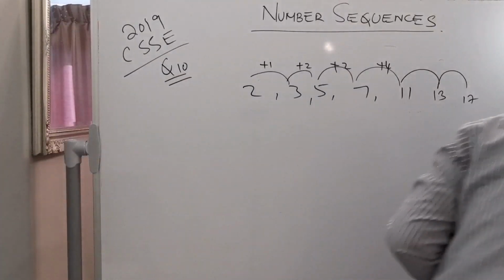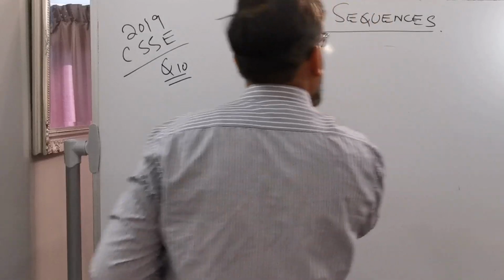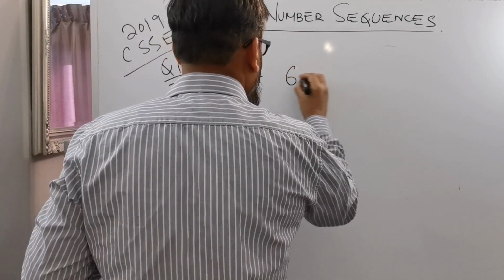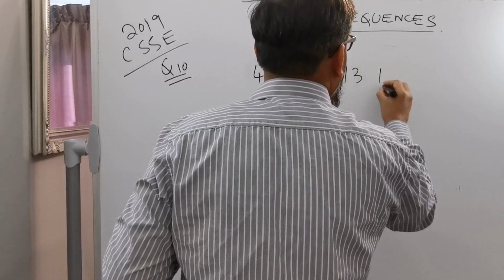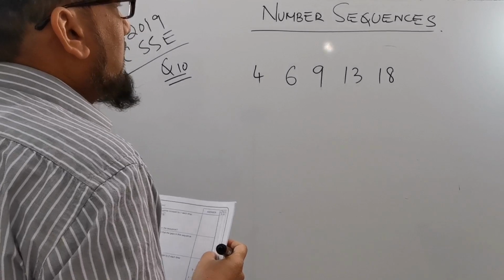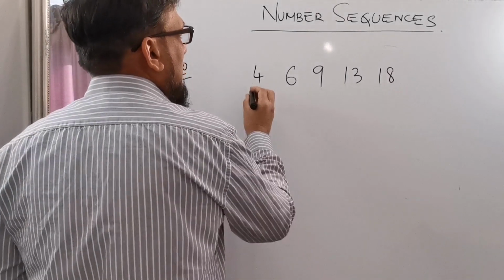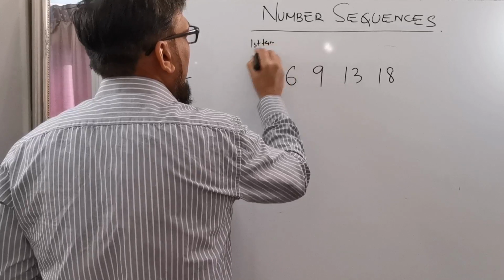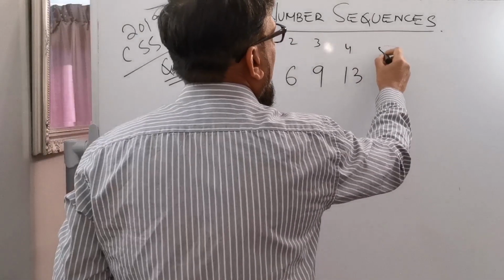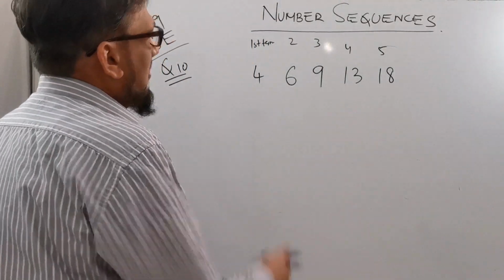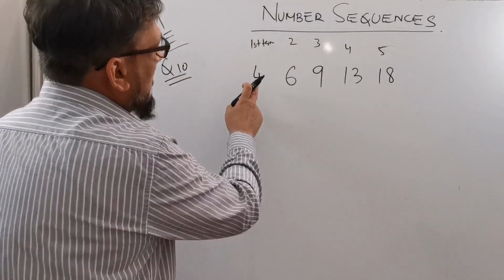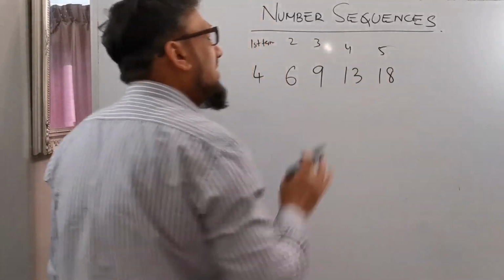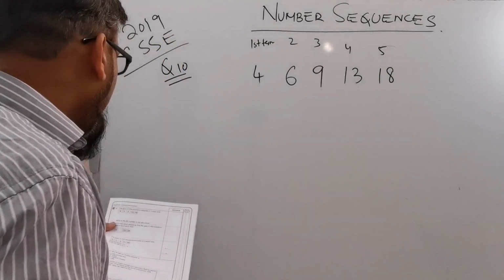And question number 10 is giving you a sequence which is 4, 6, 9, 13, 18. And the examiner is asking, this is called what? First term, this is second, this is third, this is fourth, this is fifth. So these numbers, the first one we can say is the nth term. The first one is 4, the second one is 6, third one is 9, fourth one is 13, and fifth one is 18. And the examiner is asking what is the 8th number in the sequence.